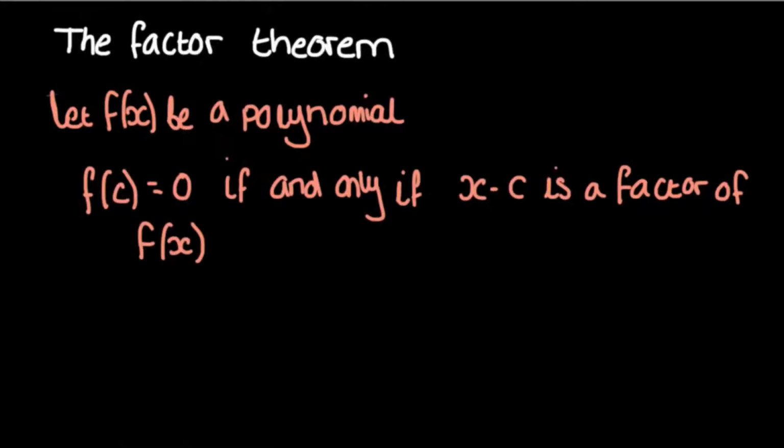Right, so the factor theorem says, let f of x be a polynomial. f of c equals 0 if and only if x minus c is a factor of f of x. So what does this actually mean?